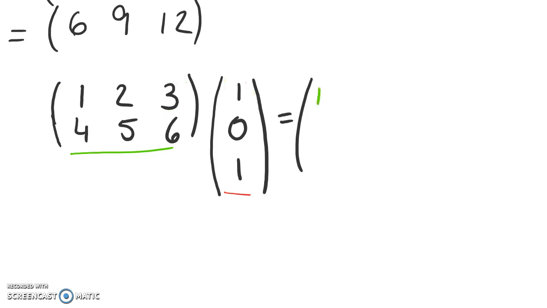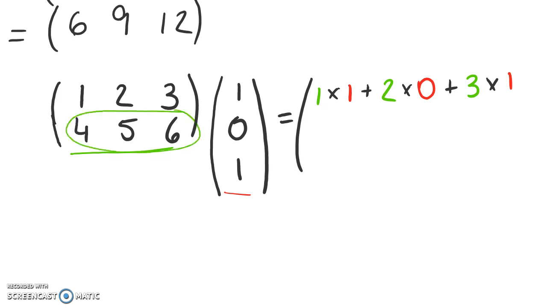We have 1 times 1 plus 2 times 0 plus 3 times 1. In the second element of our vector, which is in the second row, first column, we're going to multiply the second row by the first column.